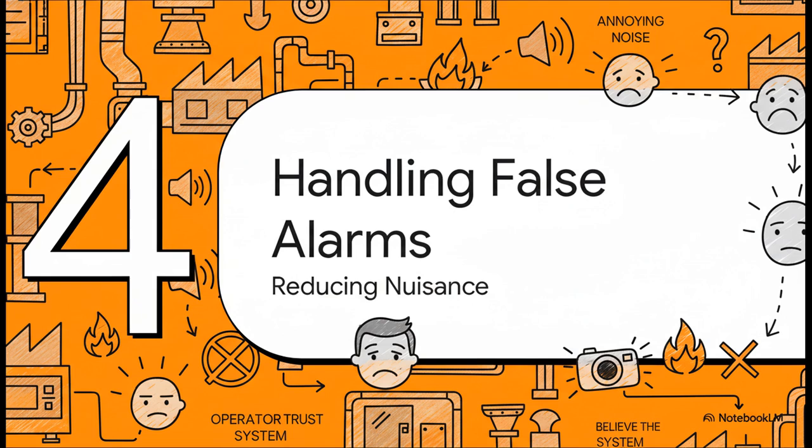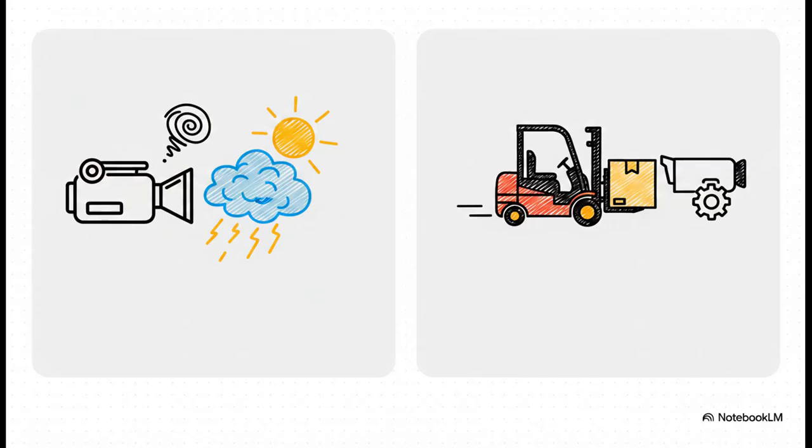Okay, let's talk about the elephant in the room in Section 4, handling false alarms. Anyone in operations knows that false alarms are the worst. They destroy operator trust faster than anything else. You get alarm fatigue, and people start ignoring the warnings. Now, video AI has to be incredibly smart to ignore things that look like a fire to a computer. Stuff like steam, changing shadows on the floor, or a passing truck's headlights.